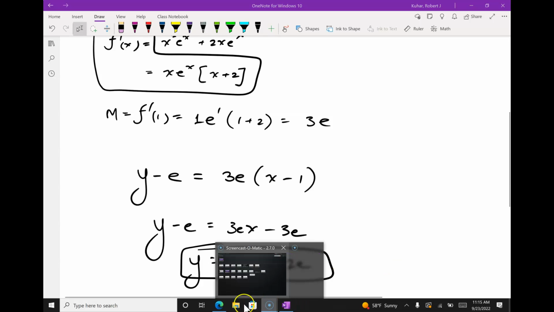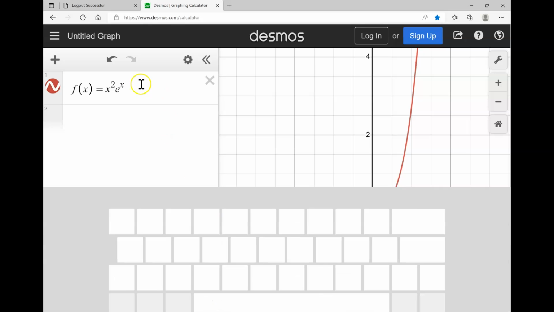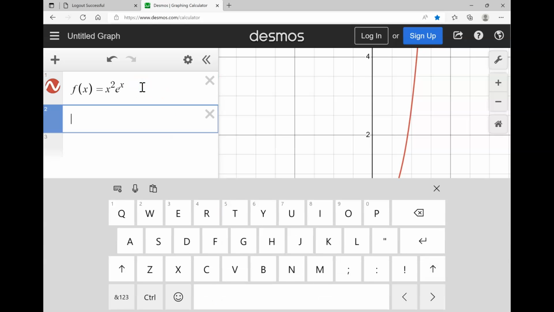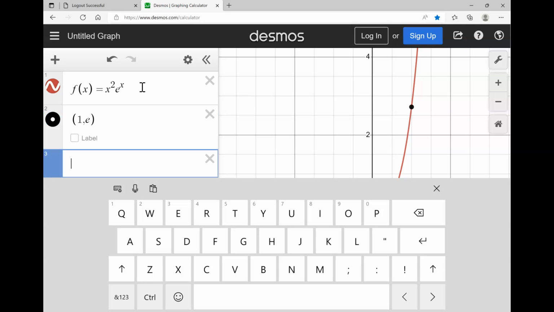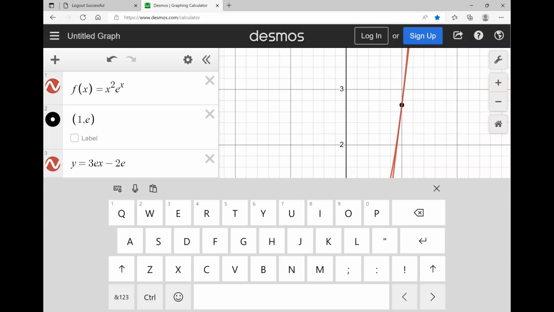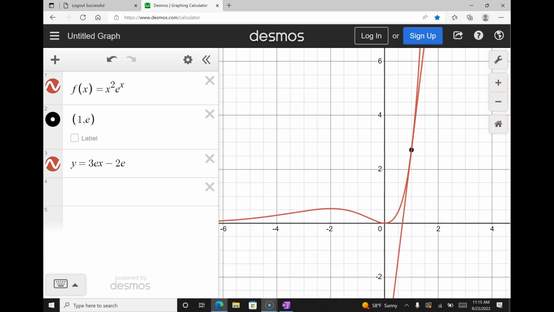Let's double check it with Desmos. So I had the point 1 comma e, and I have the tangent line y equals 3ex minus 2e. There it is.